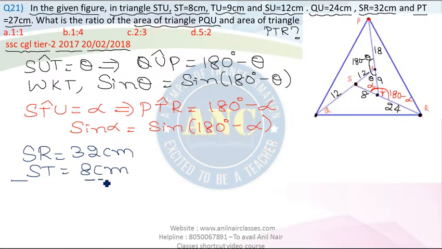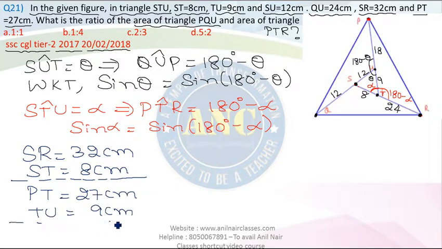Why did I take these two? Let me see later. Similarly, what else is given? PT value is given as 27 centimeter. TU value is given as 9 centimeter. Beautiful. This also is given in the question. TU value is also given as 9.